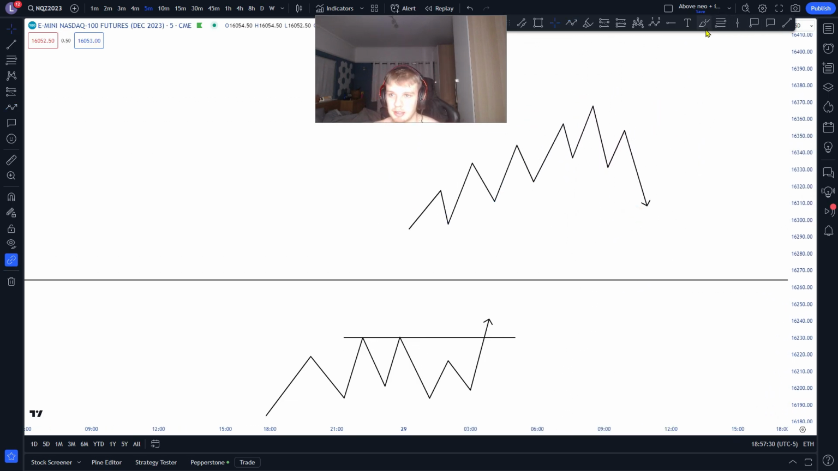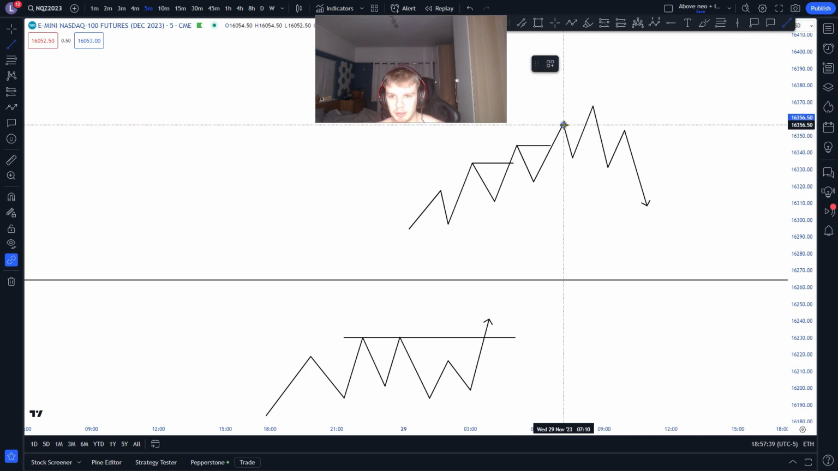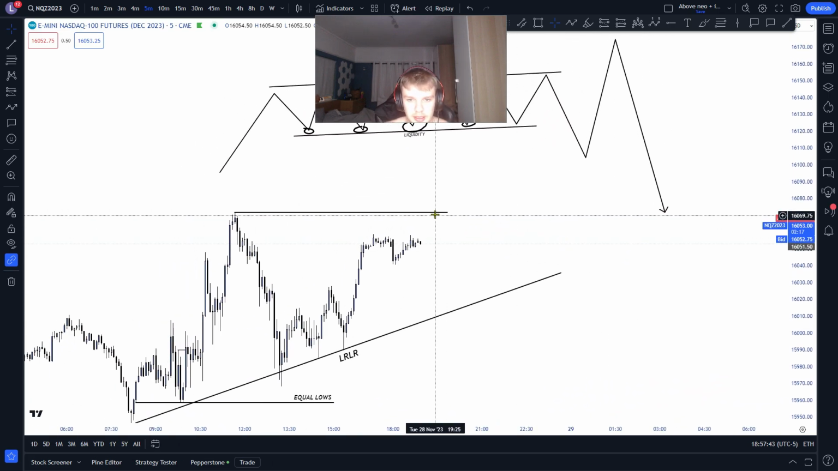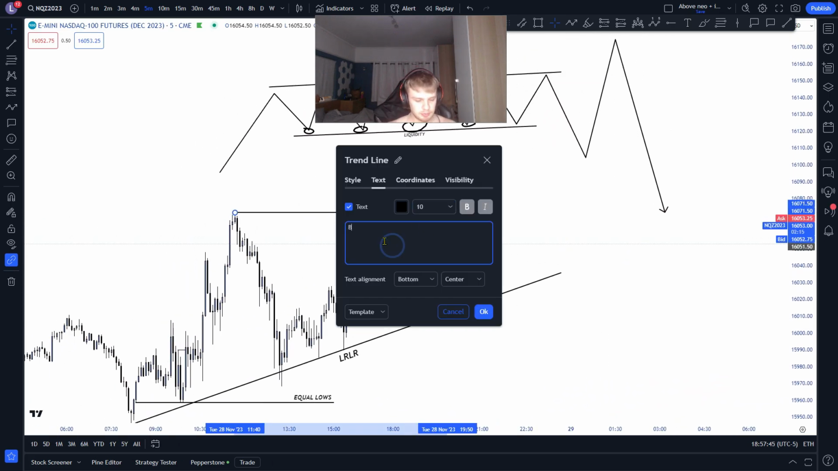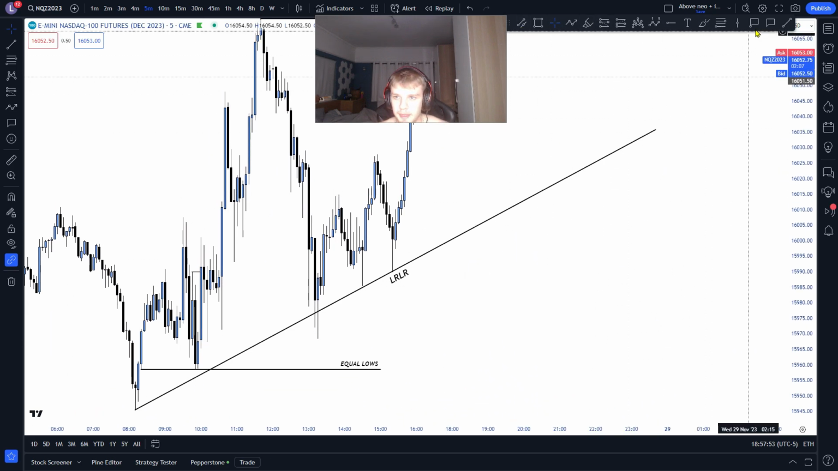I hope that makes sense. So buy side liquidity would be all here, so that would be buy side, that would be buy side. It's just swing highs and swing lows. So if we look at the chart, here is buy side liquidity, and then here is sell side liquidity.